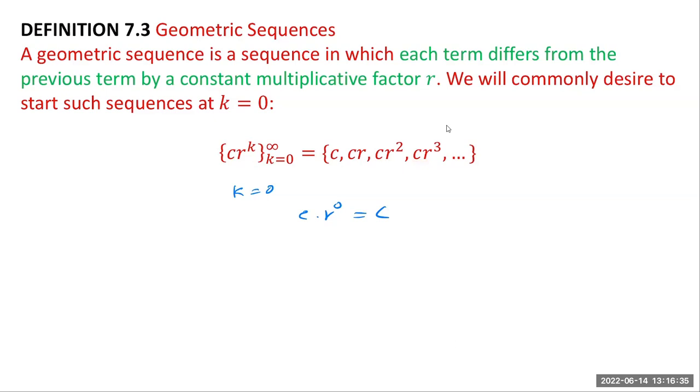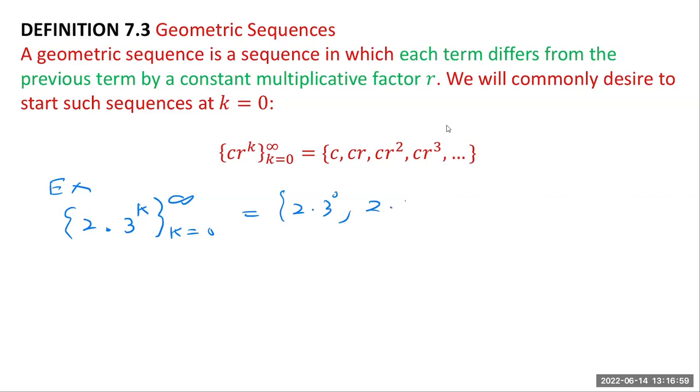Okay, and here is an example of a geometric series. Say for example, 2 times 3 to the power k, where the dot indicates times, and k is equal to 0 to infinity. This means your sequence will be 2 times 3 to the power 0, comma, 2 times 3 to the power 1, comma, 2 times 3 to the power 2, comma, 2 times 3 to the power 3, and so on and so forth. And of course, you can compute the terms of this sequence exactly by simplifying this.